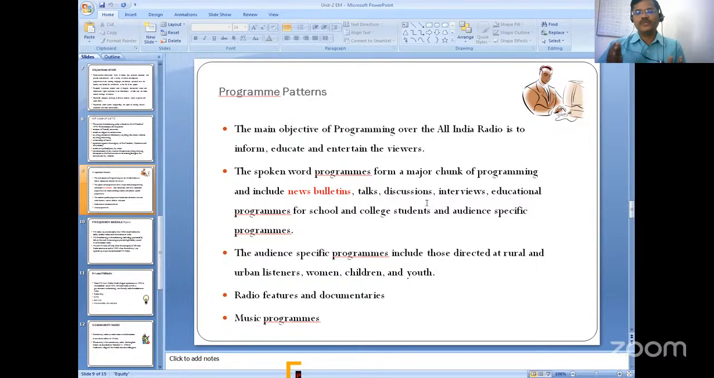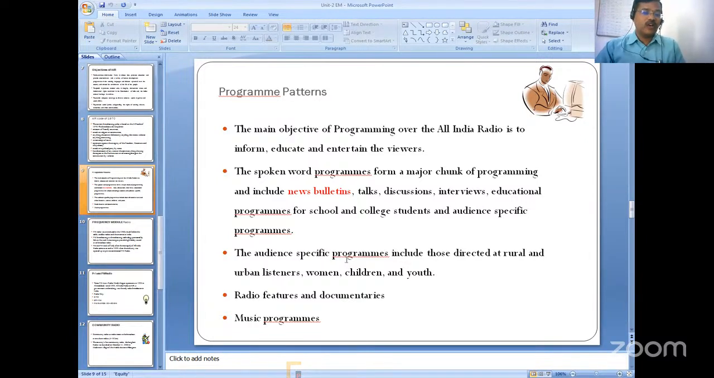The audience specific programs include those directed at rural and urban audiences, business, women, children, and youth. Normally, we don't see this in private FM channels. They could not focus on the rural audience, women, or children. Their target audience is the youth. Sometimes they cover various age groups, but they could not focus on particular sections like women and children.